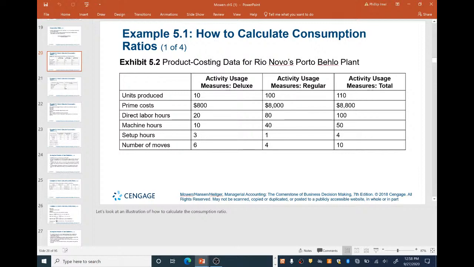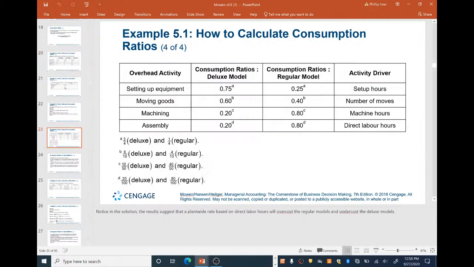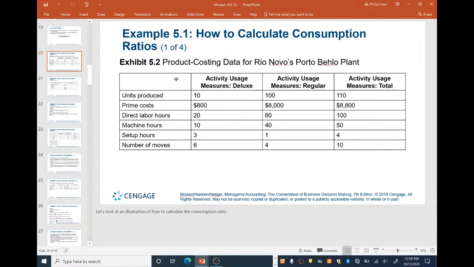So we can see here for deluxe, that was 3. Total hours was 4. Of those hours, 3 were used for the deluxe option, and only 1 was for the regular. So 3 out of 4 gives you your 0.75 here, so 3/4, and then the 1/4 or 0.25 for the regular is going to come from the other one, the 1 hour out of the 4.